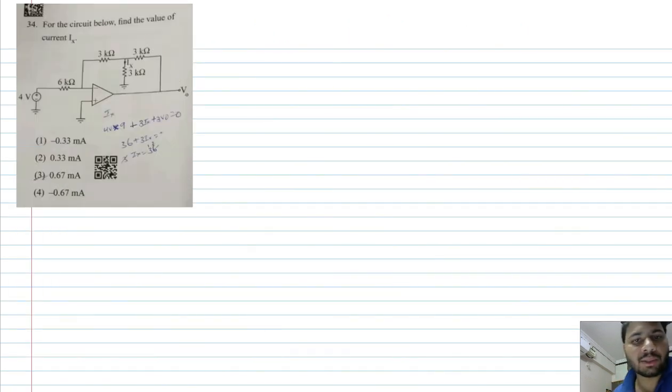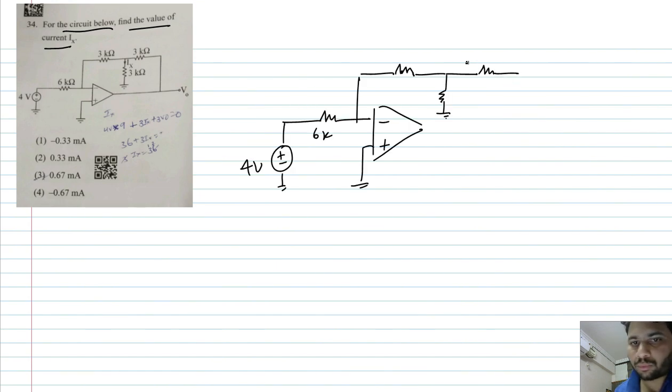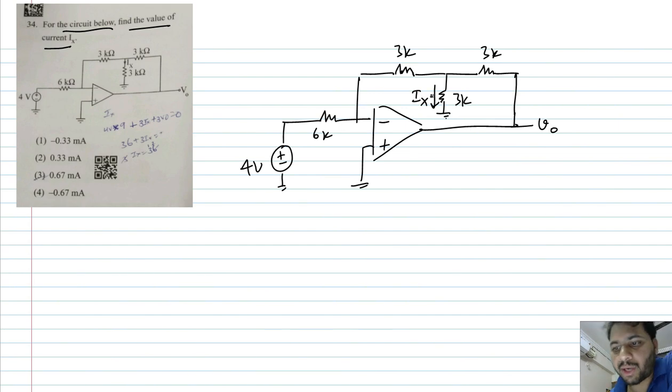Well, look at the next circuit. For the circuit below, find the value of the current Ix. Okay, let me draw the circuit. So this is 3K, this is also 3K, this is also 3K. And the current through this 3K is some Ix. And the question is to find the value of Ix. There is nothing in this. You see, what is the drop? Okay, let me call 3K as some R.